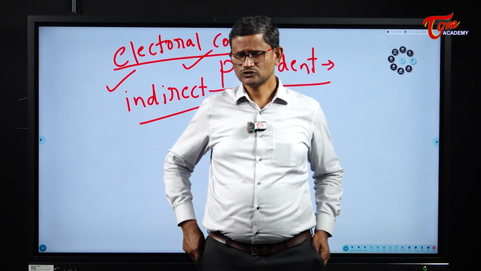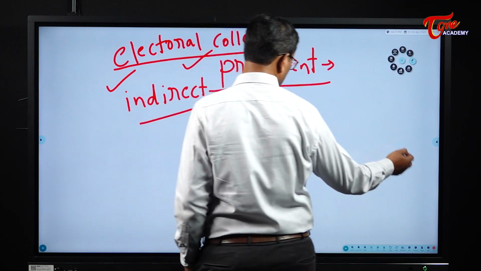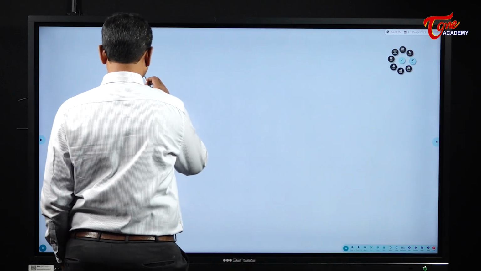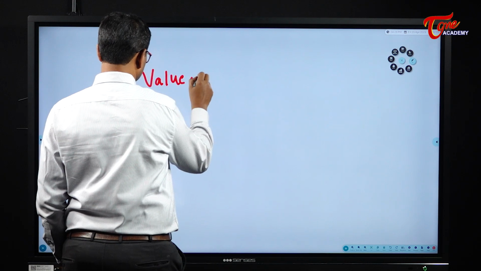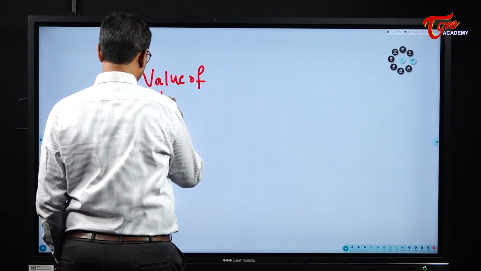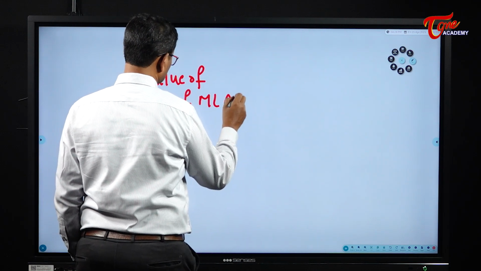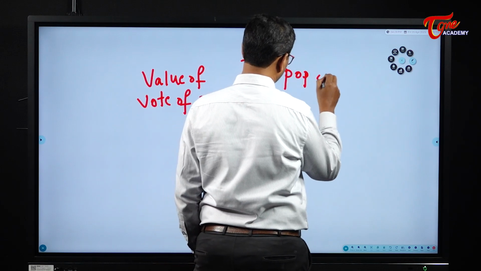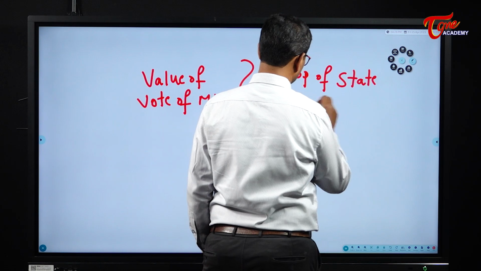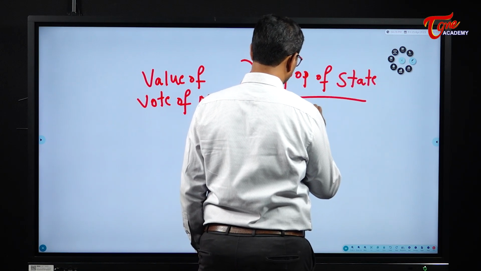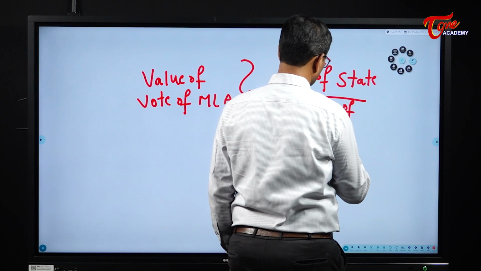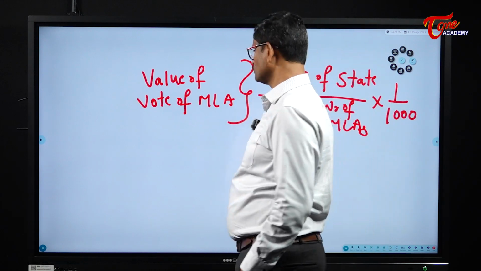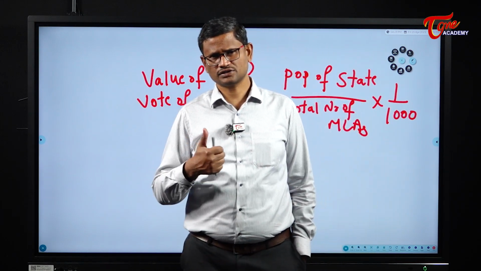And then how do you calculate the value of the vote of an MLA? While conducting elections to the office of the president, the value of the vote of an MLA in every state is calculated by using the formula: population of the state divided by the total number of elected MLAs from that particular state, into 1 by 1000. This is how the value of the vote of an MLA is calculated.